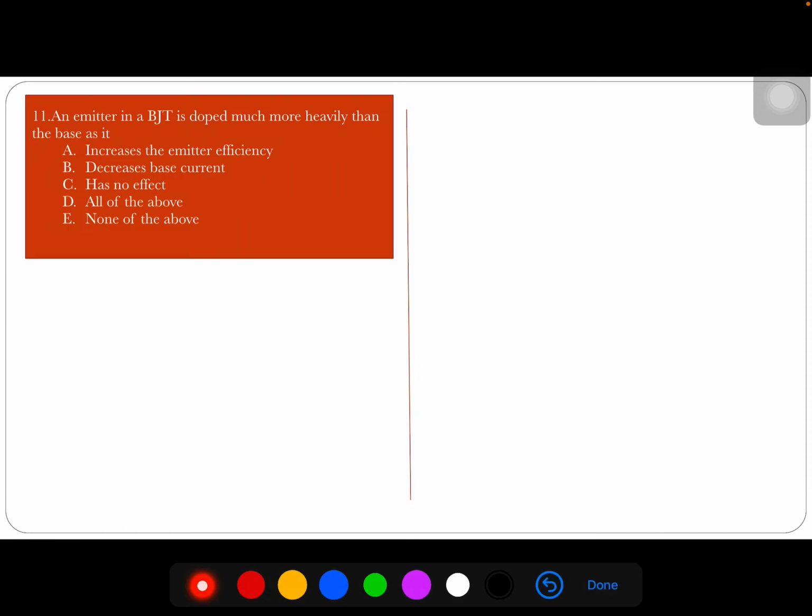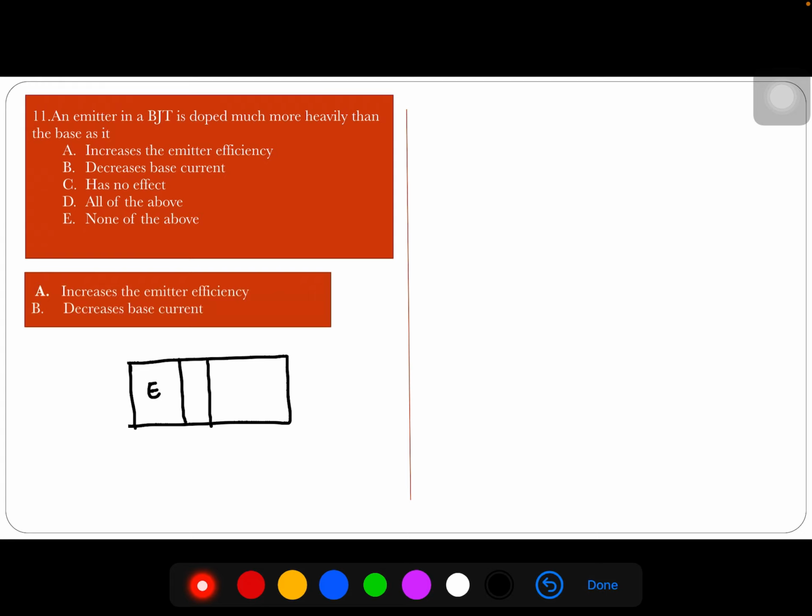Next question. An emitter in a BJT is doped much more heavily than the base as it is. When we read the construction of BJT, we read that the emitter is heavily doped, and the base is thin and lightly doped. The collector is physically larger in size. The reason for high doping of the emitter is that the function of the emitter is to emit the charge carriers. So the more the doping, the more the charge carriers. So basically, it will increase the emitter efficiency.